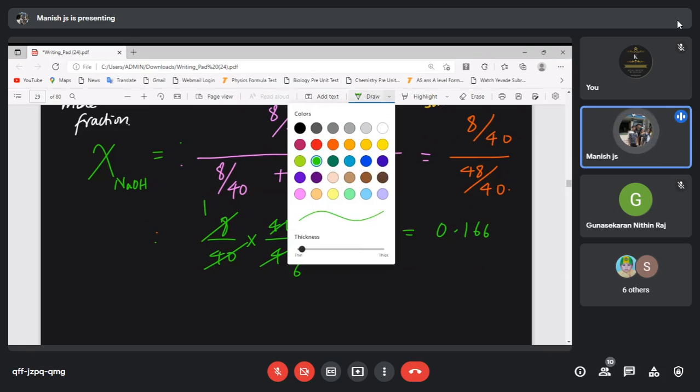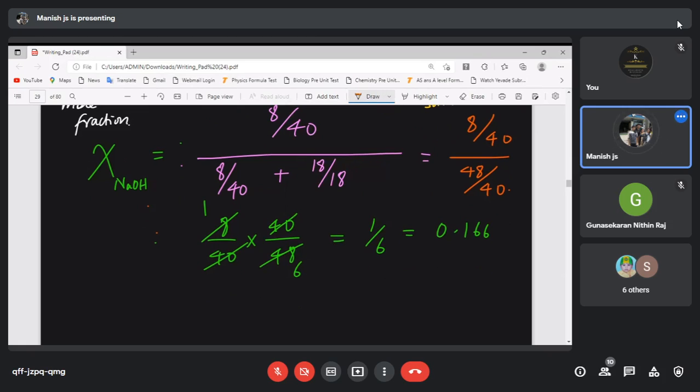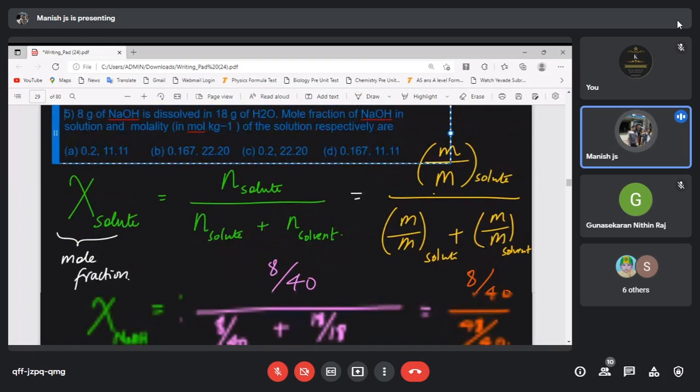Because we are finding a fraction, does a fraction have any unit? There is no unit for a fraction. It is just a fractional value. So it is unitless. Mole fractions don't have any unit. So 0.166. We have two options which are very close.